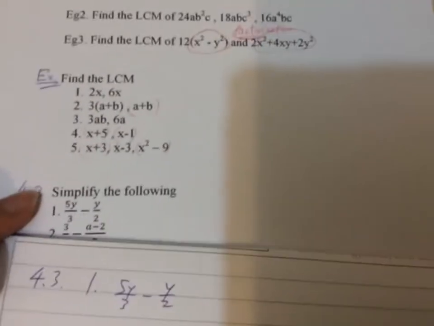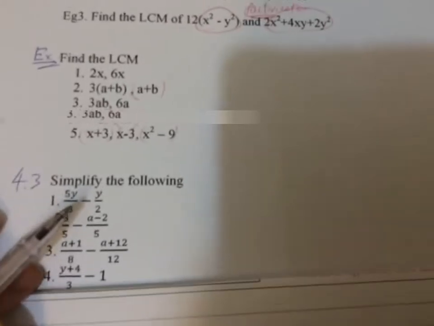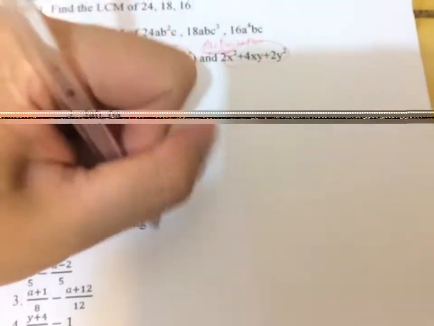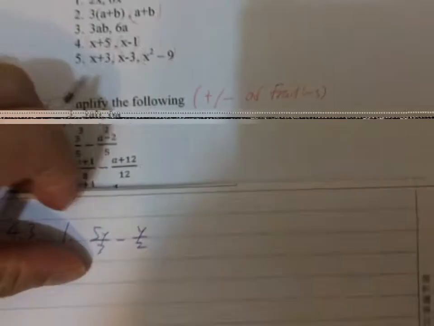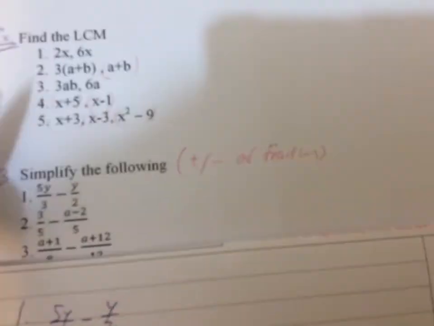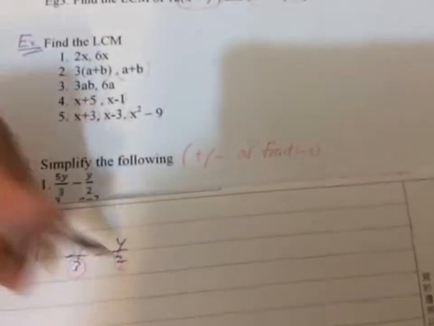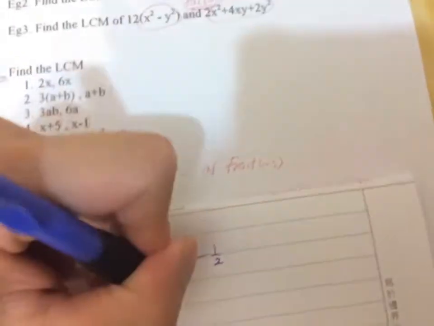So if you know how to find the LCM, then we can try to solve the addition and subtraction fraction questions. I will say this one is addition and subtraction of algebraic fractions. For this one, you have to make the denominator the same. Let's do a mathematics question from lower primary school.